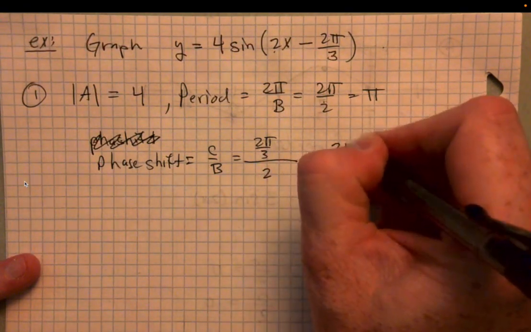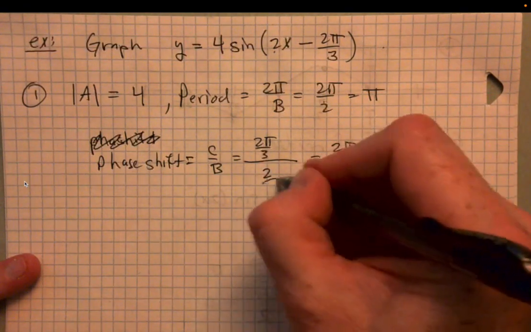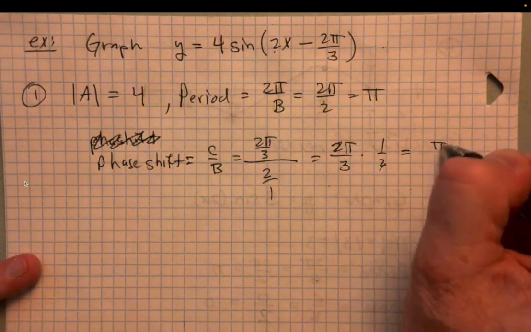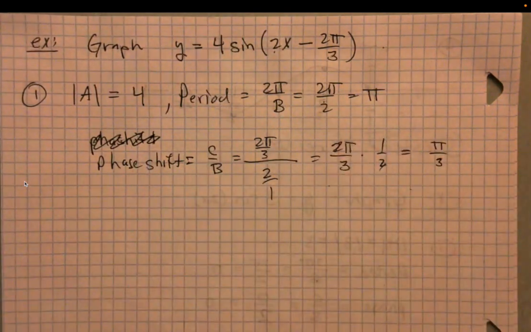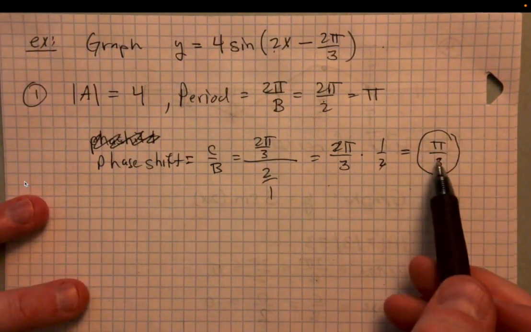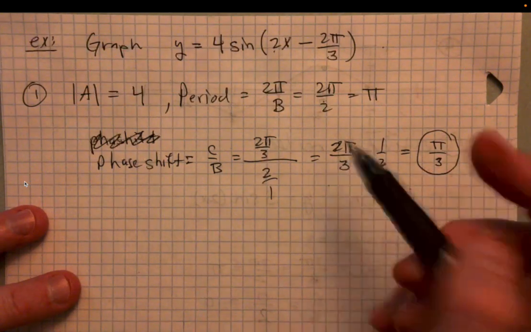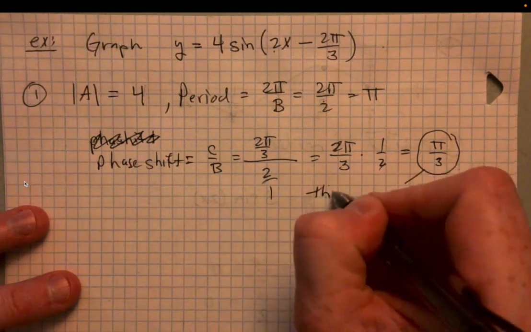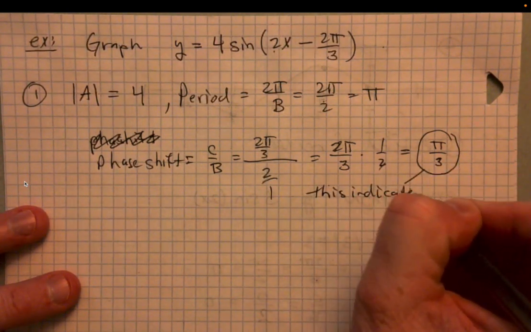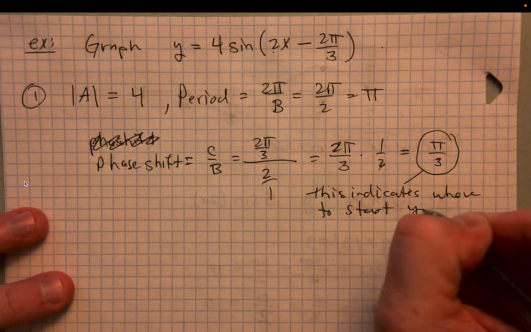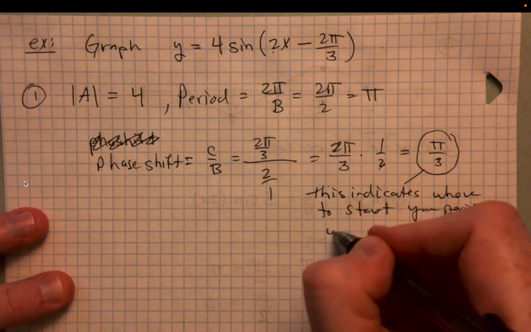Okay, so what do I have here? I have 2 pi over 3 times, this is 2 over 1, so times 1/2. So the 2's will cancel, and this just is pi over 3. That's just dividing fractions there. So pi over 3 is the phase shift. Right, and then what I usually tell people is that this is a good place to start your period when you're plotting. So, this indicates where to start your period when plotting.